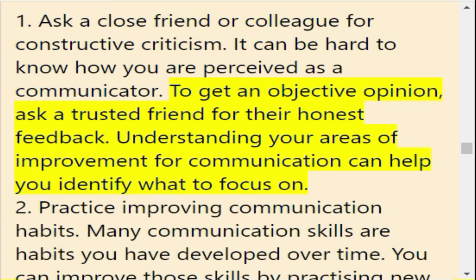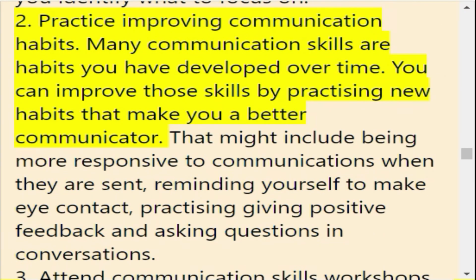To get an objective opinion, ask a trusted friend for their honest feedback. Understanding your areas of improvement for communication can help you identify what to focus on. 2. Practice improving communication habits. Many communication skills are habits you have developed over time. You can improve those skills by practicing new habits that make you a better communicator.